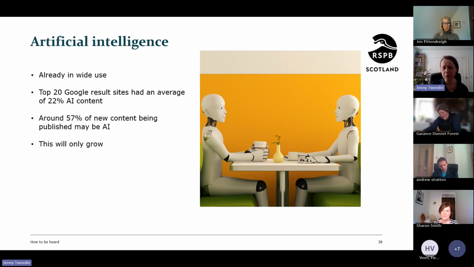I love this photo because we are now getting to the point where AI learns from looking at things on the internet, and now things on the internet are being written by AI. So essentially AI is talking to itself and learning, and it's kind of a weird situation that we're getting into. And also we've got scammers that are using AI, and then AI that's being used to notice the scammers. So we've got a bit of a strange world going on at the moment, but it's already in wide use. And I think a lot of people are not necessarily aware.